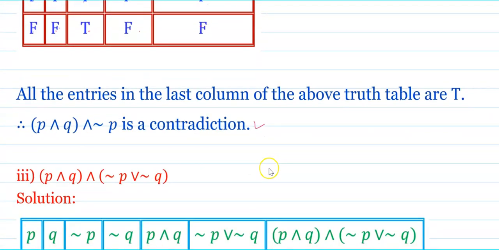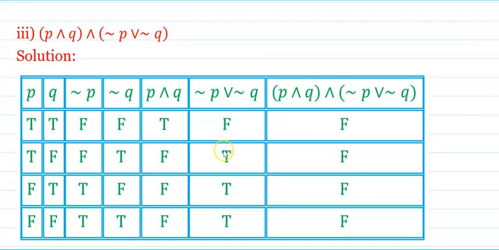the statement pattern of the contradiction. Now the next, P and Q in bracket or and in bracket negation of P or negation of Q. Again, the two statements are there, and the connectives are 1, 2, 3, 4, 5. Okay. And therefore the columns are the 7. 1, 2, 3, 4, 5, 6 and 7.